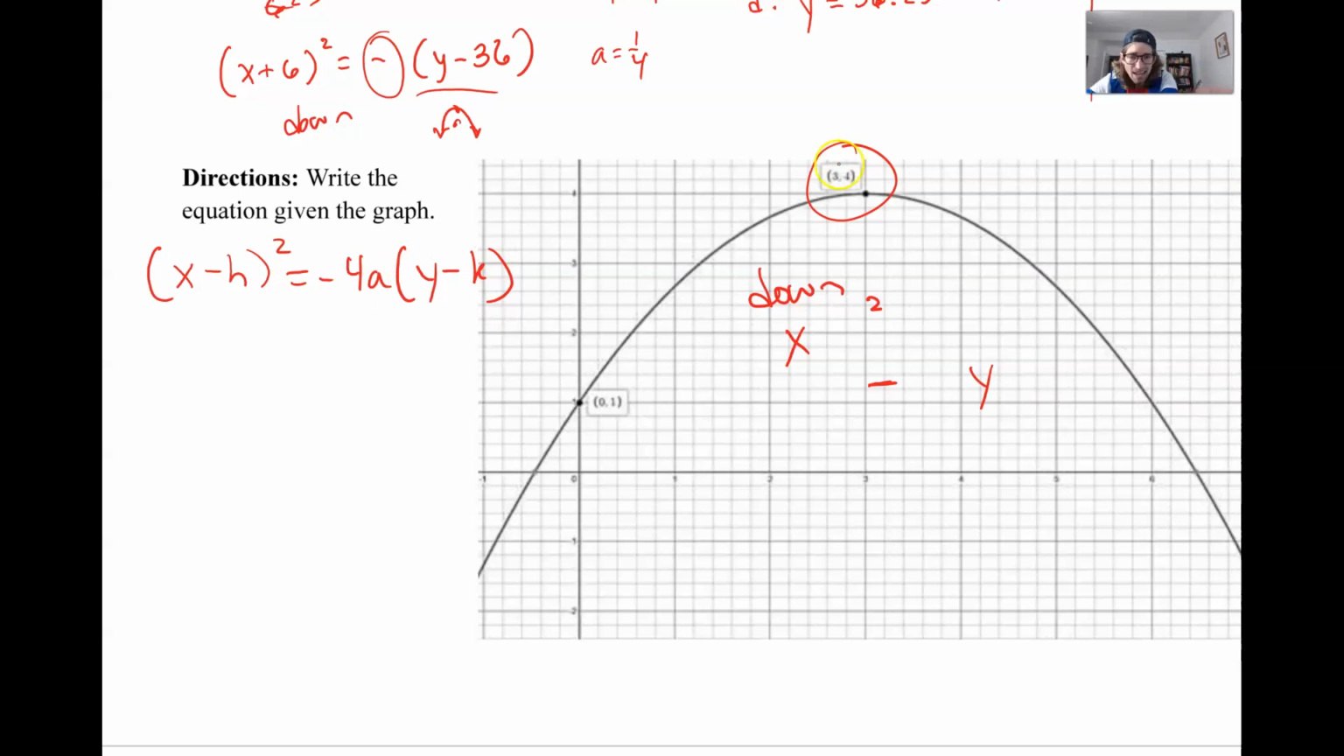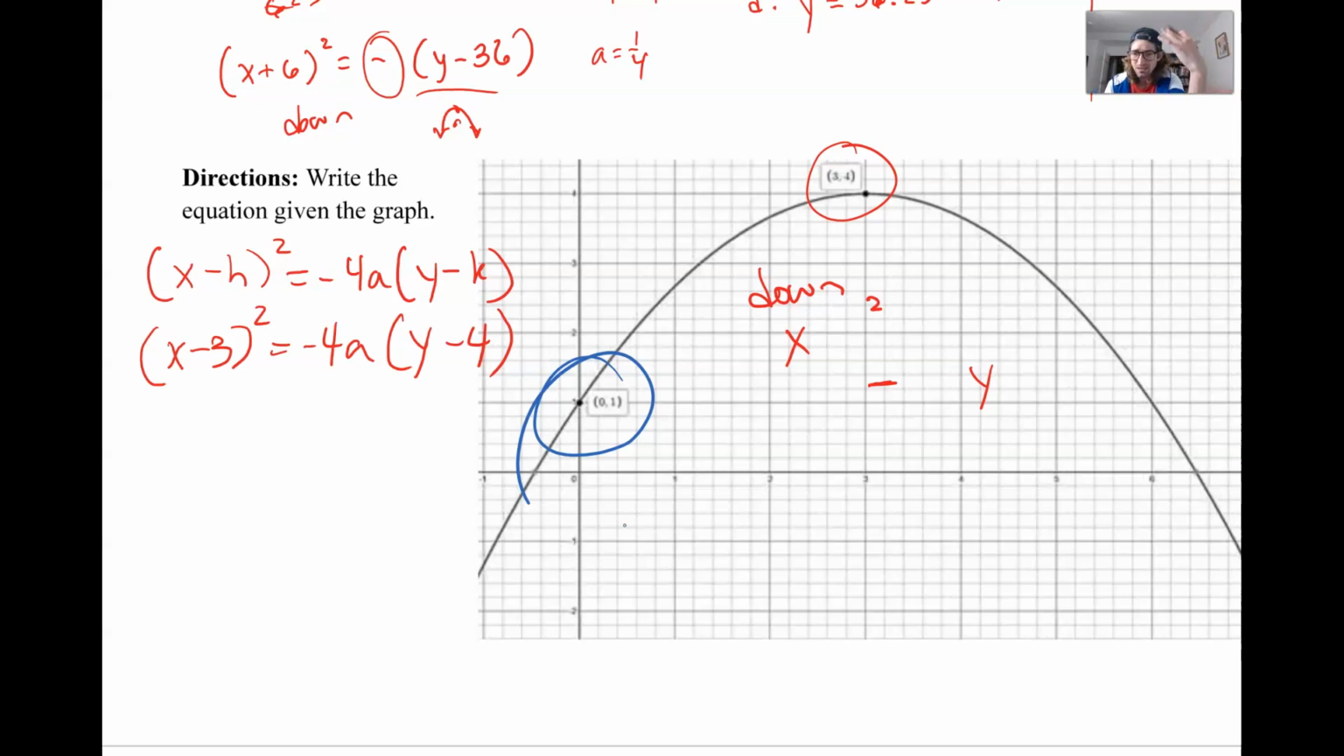What is our h and k? 3 and 4 if you can read it. So x minus 3 squared equals -4a times y minus 4. Now we're done when we calculate a. We're not shown the directrix, we're not shown the focus, so we have to use something else in this problem, which looks like we're given the y-intercept. You could be given any point to do this, but we're given the y-intercept. If we plug in these values for x and y, we will be able to solve for a.